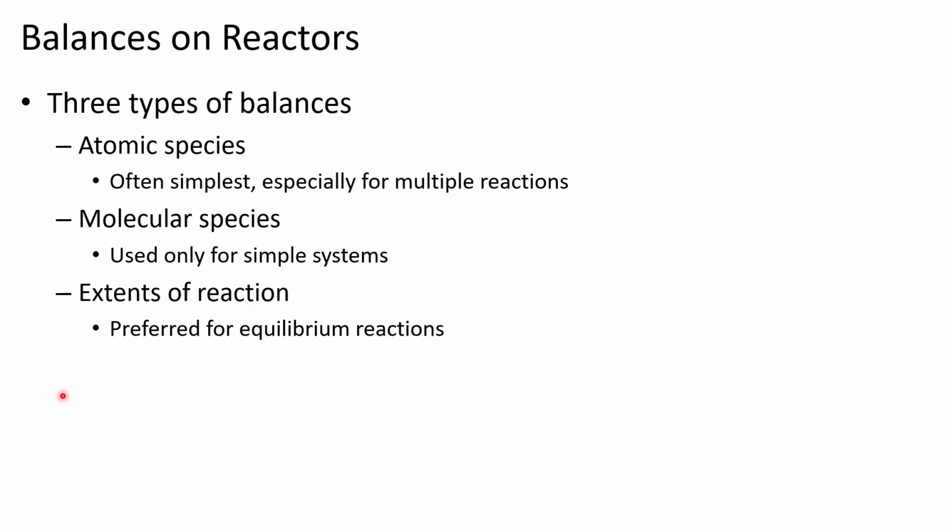There are three types of balances that we'll use for reactors. The first is an atomic species balance. This is often the simplest, especially when you have multiple reactions. The next is a molecular species balance. This is used only for simple systems. And the last is extent of reaction. This is the preferred type of balance for equilibrium reactions.